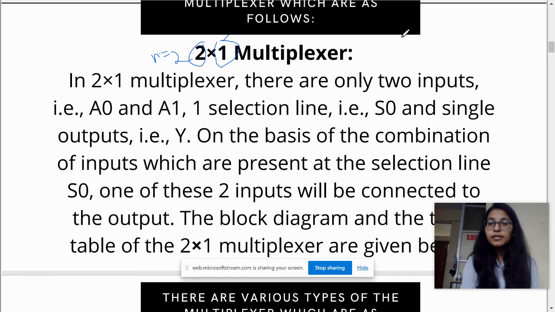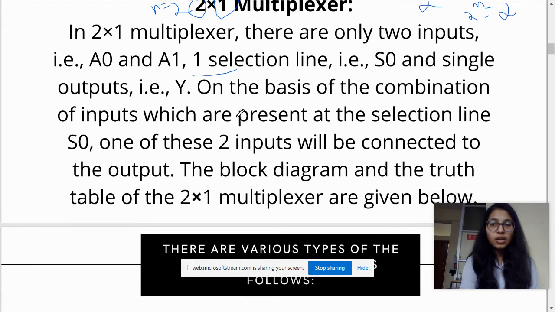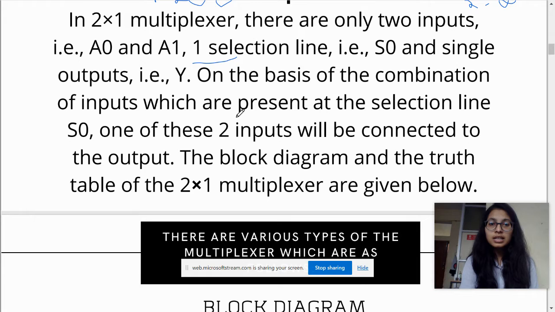So here we have one formula: 2 to the power m is equal to n. m here is the number of selection lines and n is the number of input lines. We have n as 2, so it will become 2 to the power m is equal to 2. So we can see m here is 1. So we'll be having one selection line, that is S0, and a single output, as I already told before.